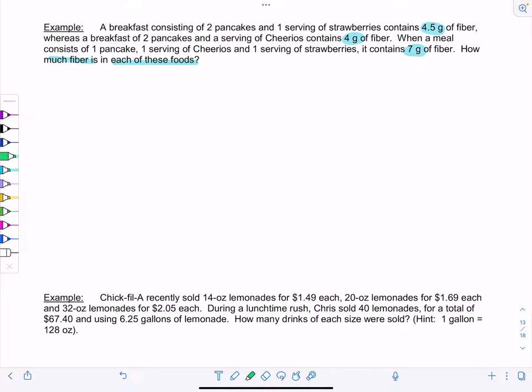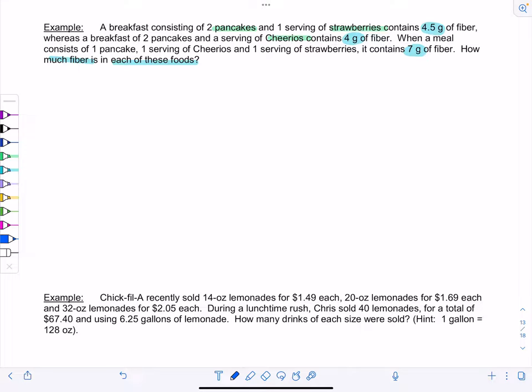What foods did they talk about? We are talking about pancakes, strawberries, and Cheerios. These are the three foods we're talking about, and we want to know how many grams of fiber are in each of these three foods. Don't get so hung up on the details when you're reading word problems that you get overwhelmed and go into shutdown mode. Read them quickly, okay? And then you can go back and reread them. The words aren't like invisible ink, so just go quick.